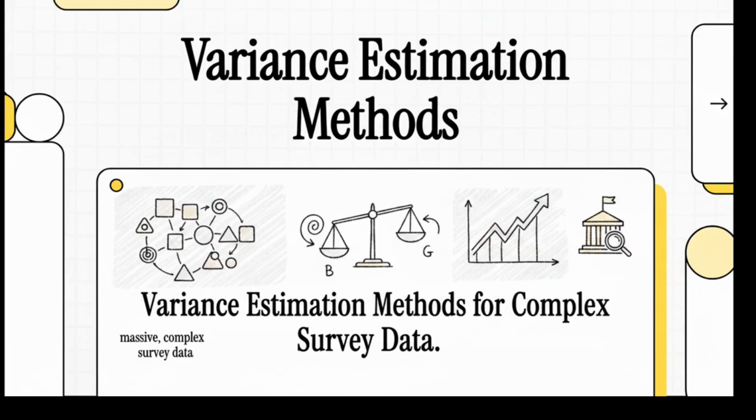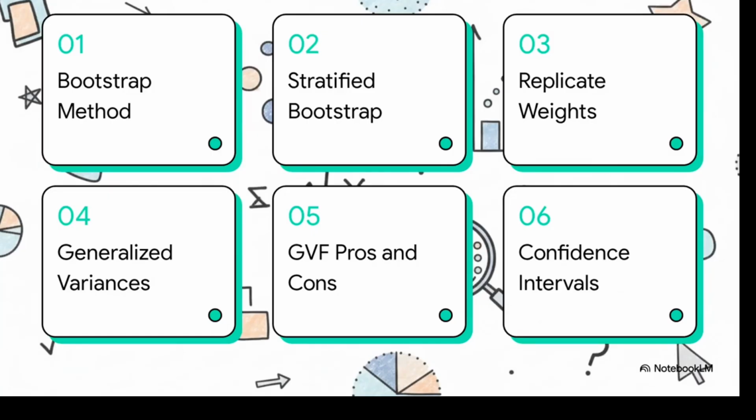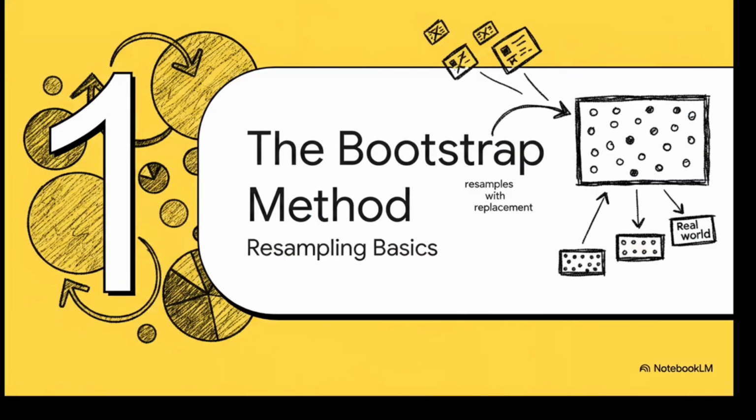So if you've ever wondered how government agencies handle the crazy math for thousands of published estimates, well, you are absolutely in the right place. Let's get started. Okay, let's dive into this roadmap. Here is our syllabus for today. 1. The Bootstrap method. 2. Stratified multi-stage bootstrap. 3. Creating replicate weights. 4. Generalized variance functions. 5. GVF pros and cons. And finally, 6. Constructing confidence intervals.